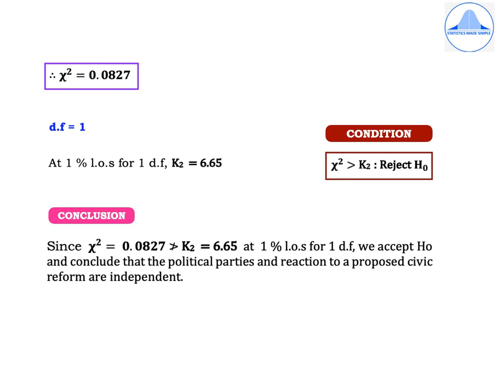The degrees of freedom is 1, and by now you know the condition, that is you have to check if chi-square is greater than K2 to reject H0. So at 1% level of significance for 1 degree of freedom, K2 value is 6.65. So the conclusion is, since chi-square equal to 0.0827 is not greater than K2 equal to 6.65, at 1% level of significance for 1 degree of freedom, we accept H0 and conclude that the political parties and reaction to a proposed civic reform are independent.